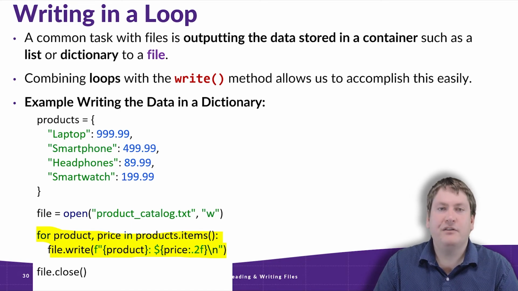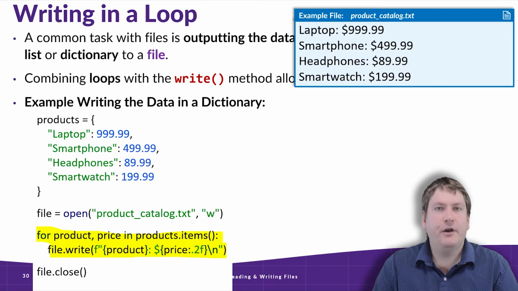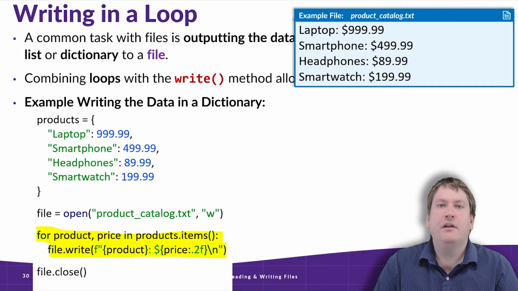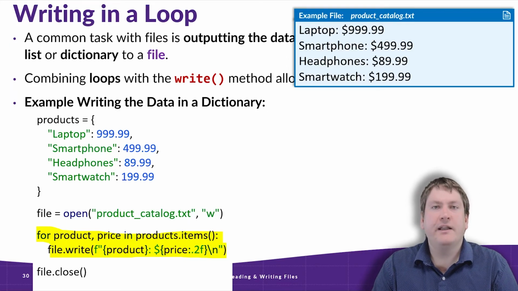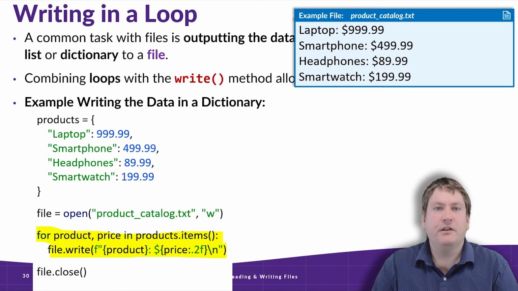The f-string just makes a string, so we can use it with write, just like we do with the print statement. Again, we include that line break at the end because it doesn't add it for us. After we run this code, the contents of product catalog would look something like this, where we have all of the different keys written out, and then they're followed by the different value, which is the price. We also added a dollar sign in our f-string to make the formatting look a little bit nicer, and we made sure everything was displayed with 2 decimal places.